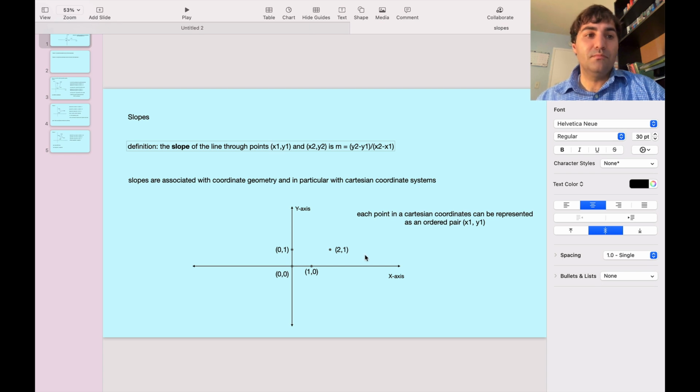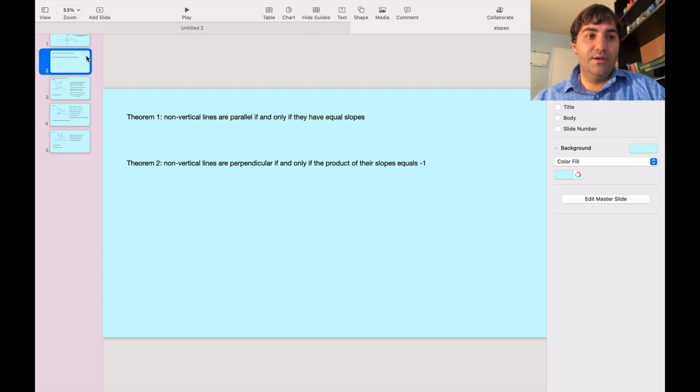So let's actually go on here. I'm actually going to do more videos on coordinate geometry later on. For right now, I just want to stick to these two theorems because they're going to be related to our work on quadrilaterals and triangles.